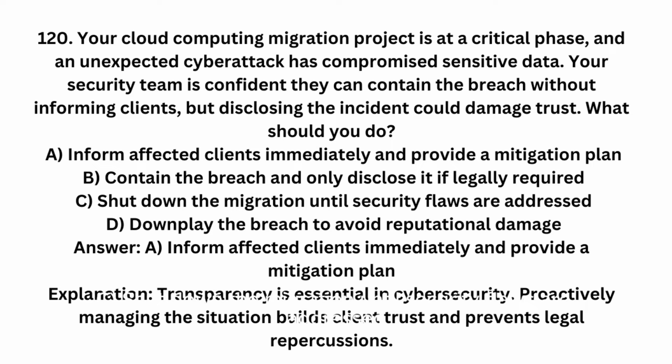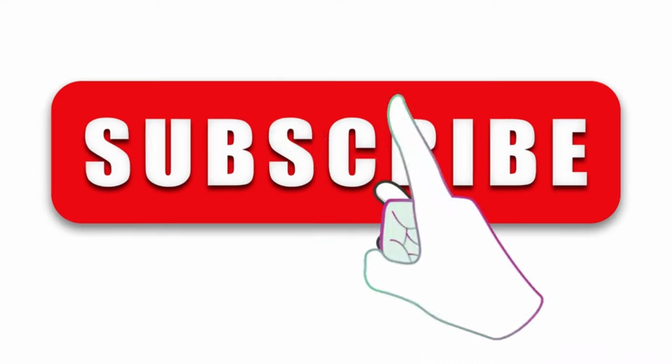C. Shut down the migration until security flaws are addressed. D. Downplay the breach to avoid reputational damage. Answer: Inform affected clients immediately and provide a mitigation plan. Explanation: transparency is essential in cybersecurity. Proactively managing the situation builds client trust and prevents legal repercussions.